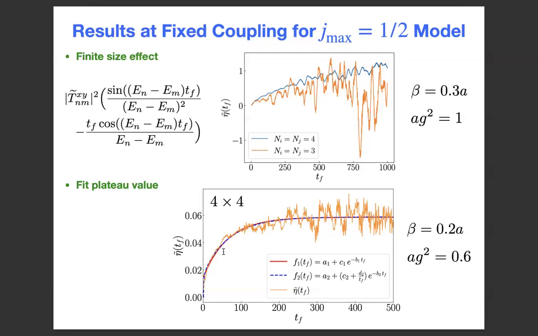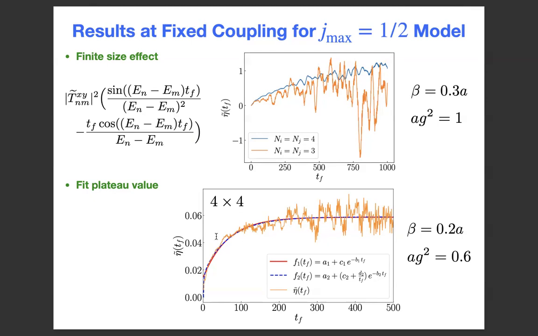Nikita? How big is the Hilbert space here? 4x4 is 2 to the 16. So 65,000. Okay. Yeah, I'll have more numbers on a later slide.